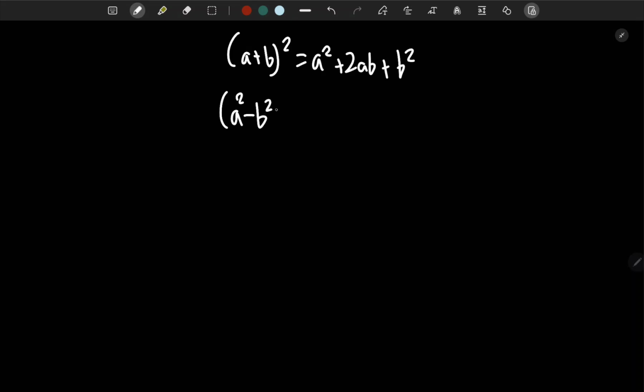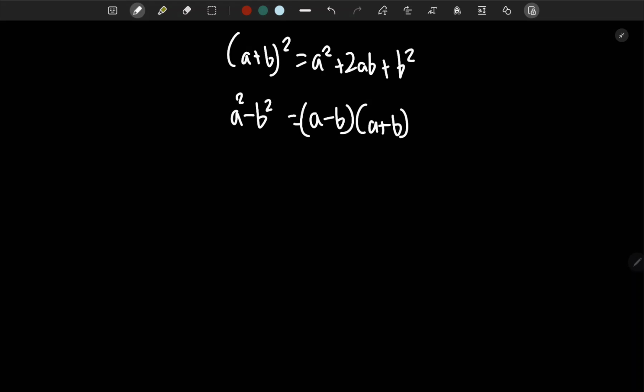So in this video, we will learn how to factor quadratic equations. The two formulas that you need to know are: (a + b)² = a² + 2ab + b². The other formula that you need to know is the difference of perfect squares, that is a² − b² = (a − b)(a + b). So these are two formulas that you need to know.